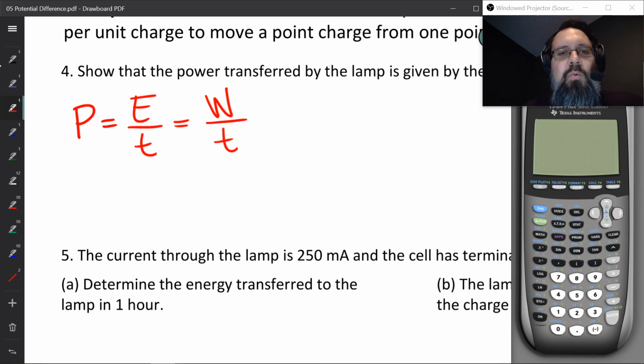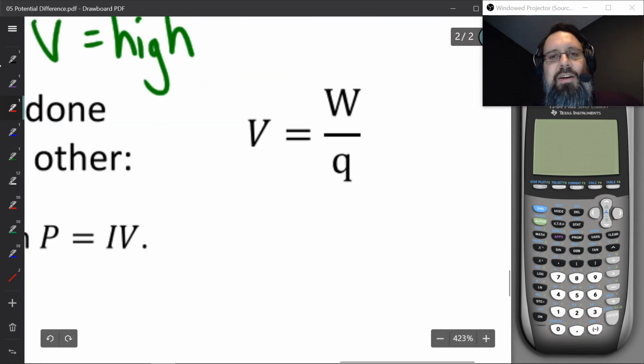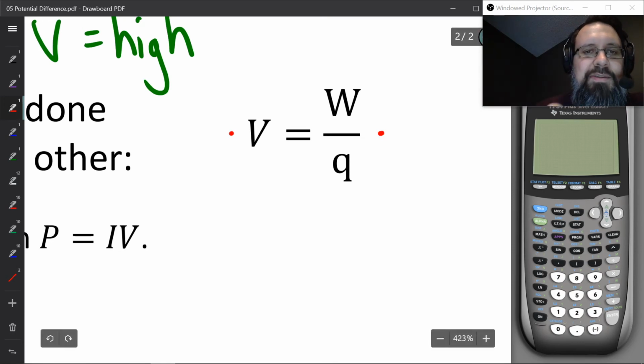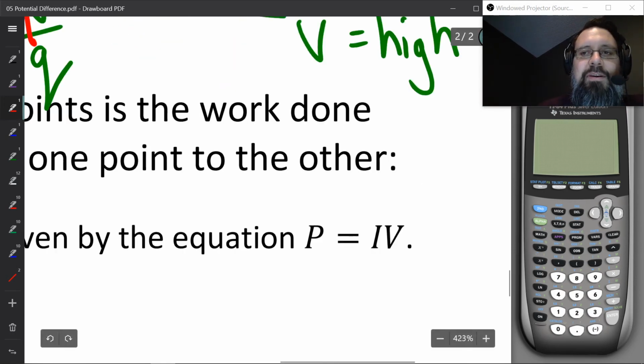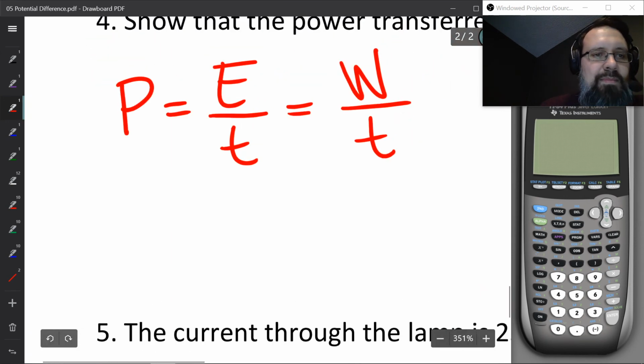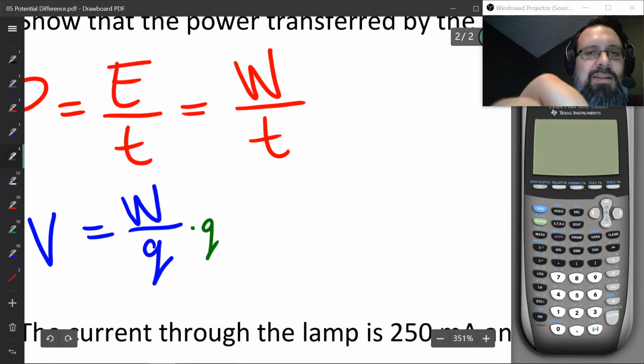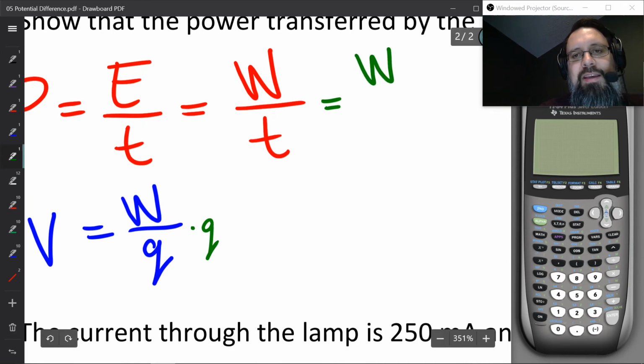But here's the thing. We know what the work is because of over here. So if you solve this for work, what do you get? Potential difference is work per charge. Okay, did you guys figure out if we solve this for W, what do we get? V times Q. Yeah, we get V times Q. So we can substitute in the W up here for V times Q, all divided by T.